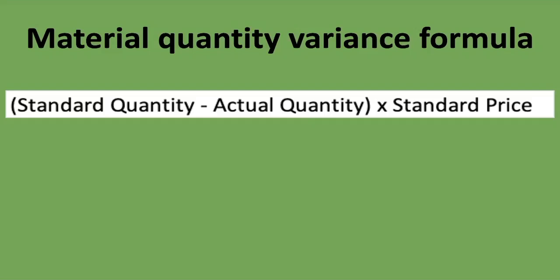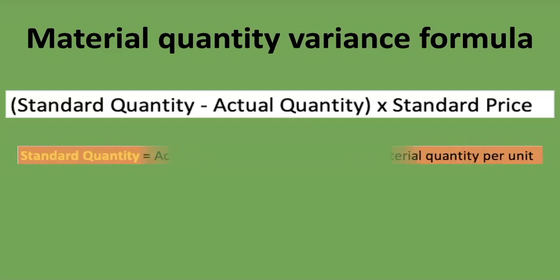Now, how do you get your standard quantity? That's a question that students usually battle with. Well, it's a very easy one. Our standard quantity is calculated by taking the actual units produced and multiplying that by the standard material quantity per unit. So you look at the units that you actually produced and you multiply that by the standard material quantity per unit. And you'll see how that works now as we look at a few examples.